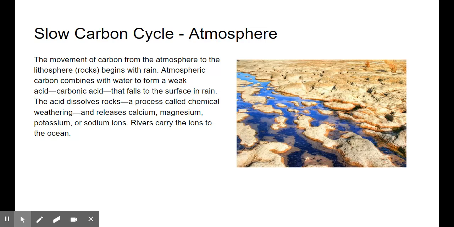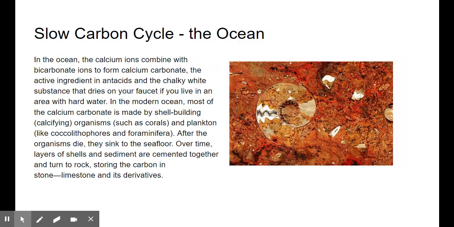Rivers then carry these ions to the oceans, or in the case of the Great Salt Lake or the Dead Sea, carry those ions to inland waters that get collected in those bodies of water. In the ocean, the calcium ions combine with bicarbonate ions to form calcium carbonate, the active ingredient in antacids, and the chalky white substance that dries on your faucet if you live in an area with hard water. In the modern ocean, most of the calcium carbonate is made by shell-building organisms and plankton. After the organisms die, they sink to the seafloor.